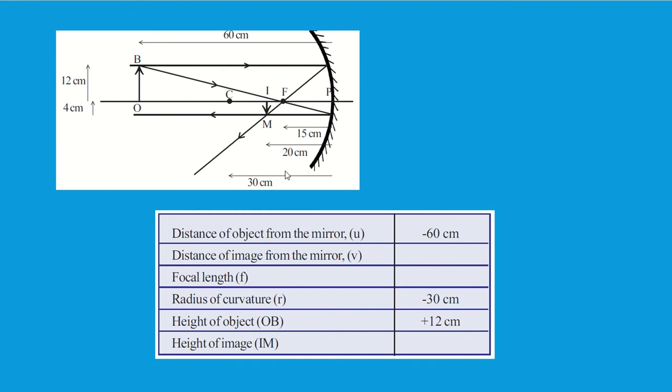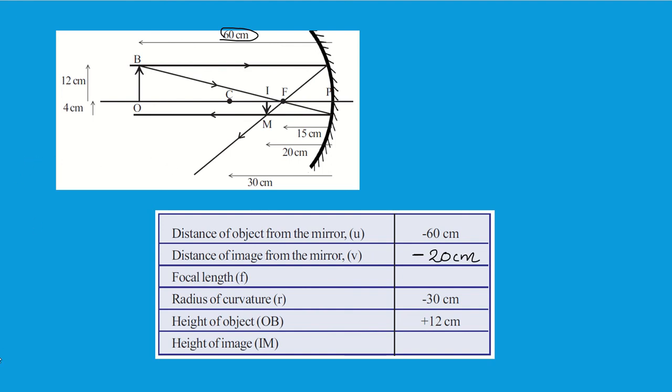Object distance. See, you measure it from the mirror to the object, that is shown as 60 centimeter. It is on the left side, so negative 60. Distance of image from the mirror. Image distance, right? Image distance is given as 20 centimeter. Now you think what sign I have to put here. Image is on the left side of the mirror, so it is a negative sign.